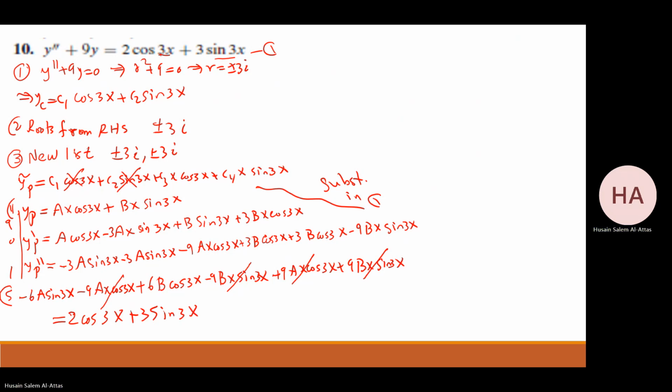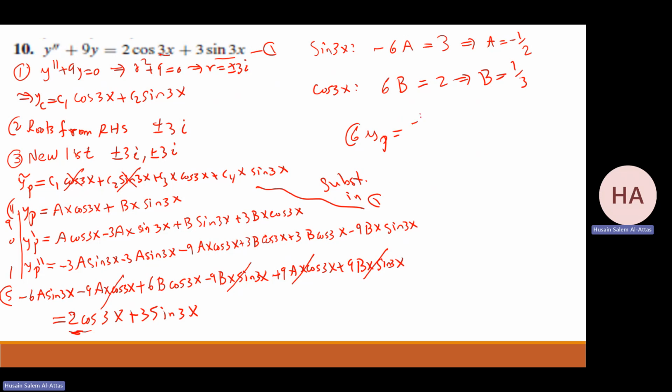So I equate. Sine 3x: on this side I have minus 6A, and the other side I have 3. So A will be minus half. Cosine 3x: I have only 6B on this side, the other side it is 2. So B equals 1 over 3. So what is my Y_P? Only plug in A and B. I have minus half x cosine 3x plus 1 over 3 x sine 3x.